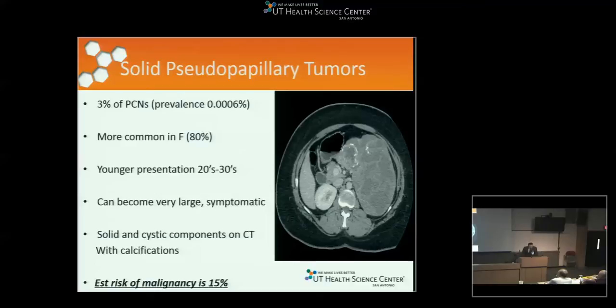They'll demonstrate solid and cystic components on CT and also have calcifications and carry an estimated risk of malignancy of about 15% in the literature.